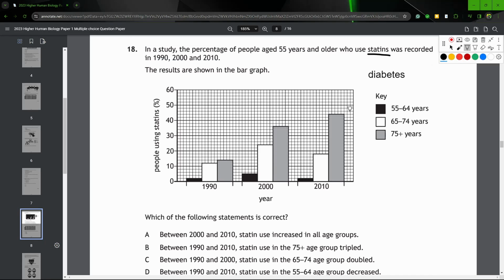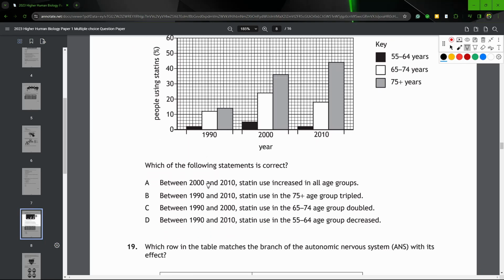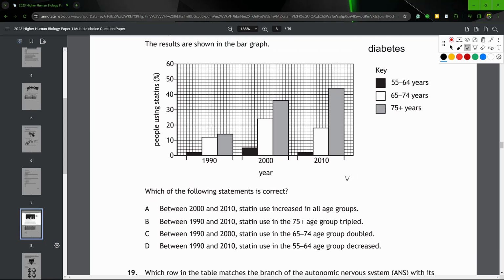Process of elimination is your biggest friend here. So between 2000 and 2010, statin use increased in all age groups. Well, looking at this, that's provably false because for 55 to 64-year-olds, it did not change at all. So we can remove A from our list.